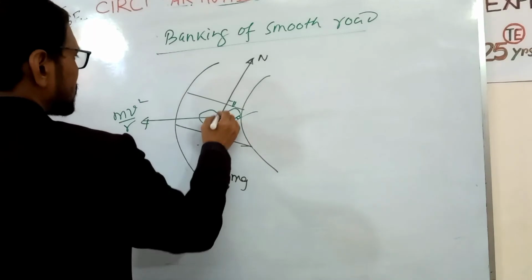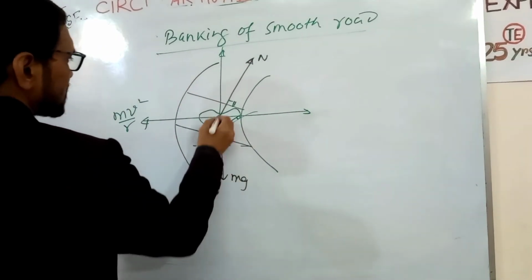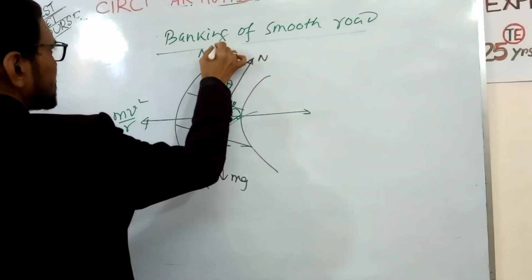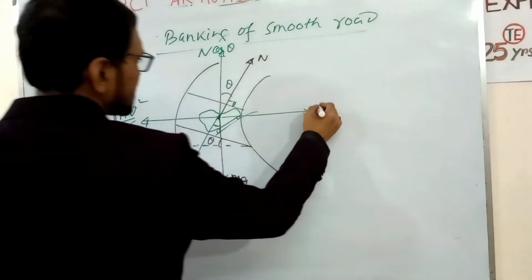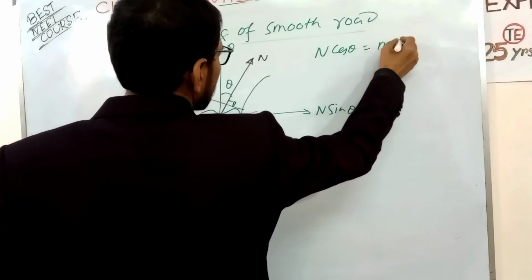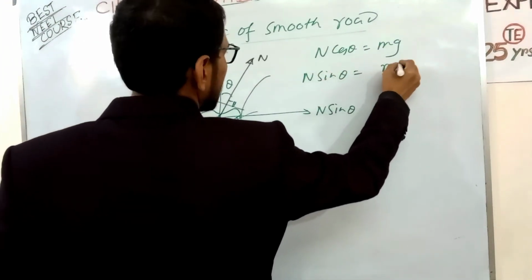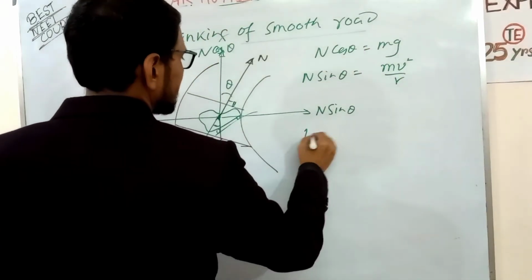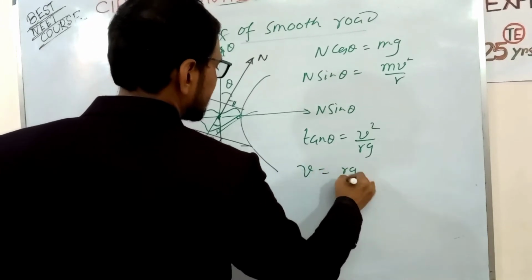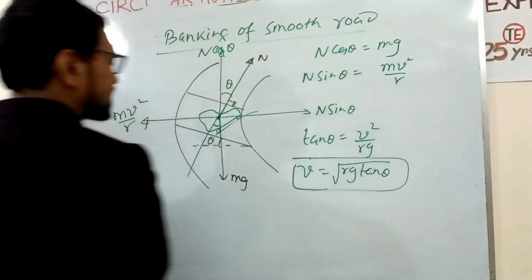If you resolve N along this and this direction, this angle is theta. Along this the component is N cos theta, and along this it is N sin theta. Here N cos theta balances mg, and N sin theta provides the necessary centripetal force, mv square by r. If we divide, then tan theta equals v square by rg, that is v equals root over rg tan theta. Here theta is the banking angle.